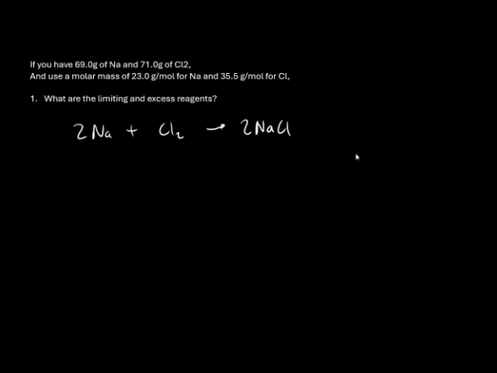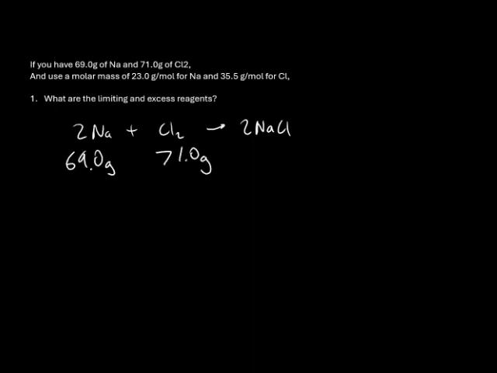In this video, we'll work on a limiting reagent problem which is related to stoichiometry. This question gives us 2Na plus Cl2 yields 2NaCl as our equation. It also gives us two masses for sodium and Cl2 and asks, what are the limiting and excess reagents? Again, we'll begin by writing the mass of each thing down underneath it. So we'll have 69 grams of sodium, 71 grams of Cl2.